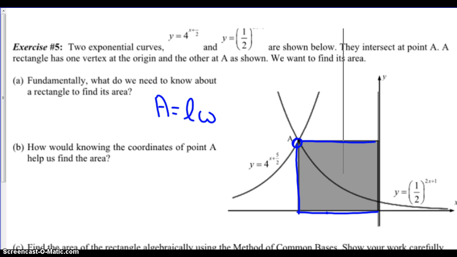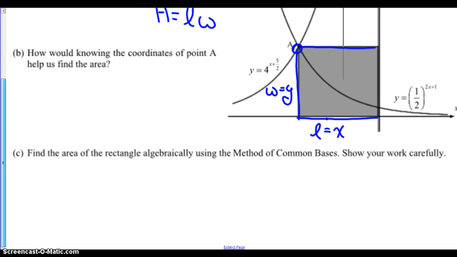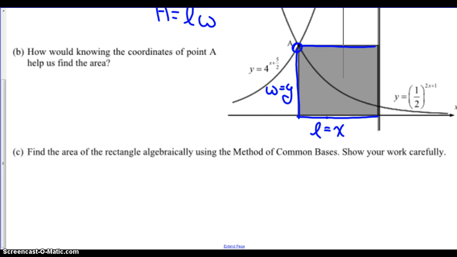So knowing this horizontal line here would be my length, would be the x. Knowing the y value would be my width. Okay, that would really be helpful. So, to find the area of this algebraically, we need the length and the width.